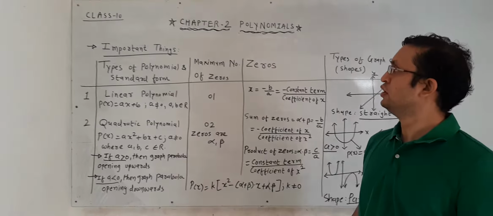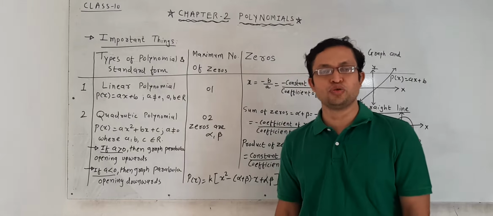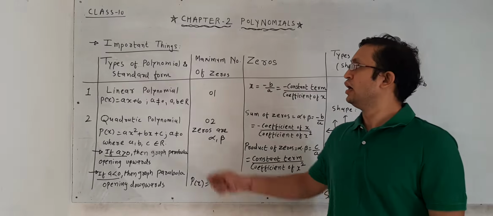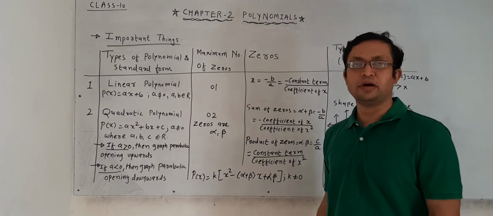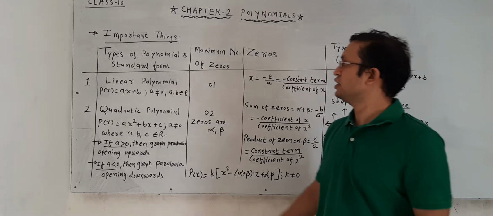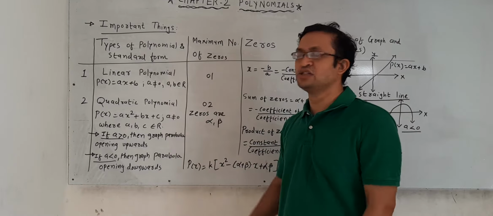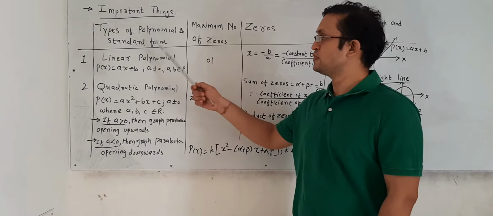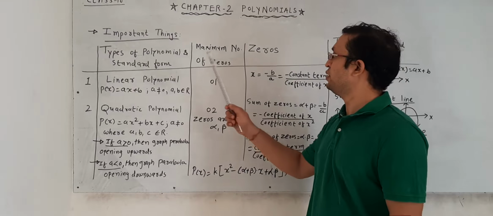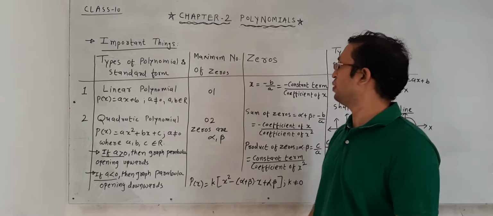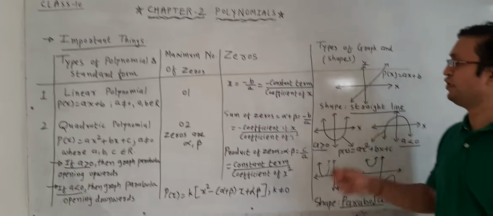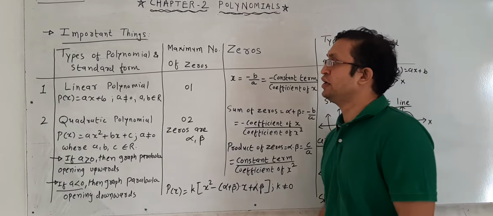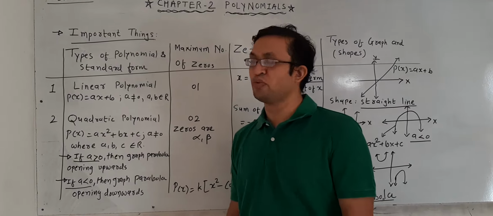Hello friends, today we start chapter 2, polynomials. Important things of the theory part, number 3. First, the types of polynomials and standard form, maximum number of zeros of the polynomial, zeros, and types of graphs and shapes of the various types of polynomials.